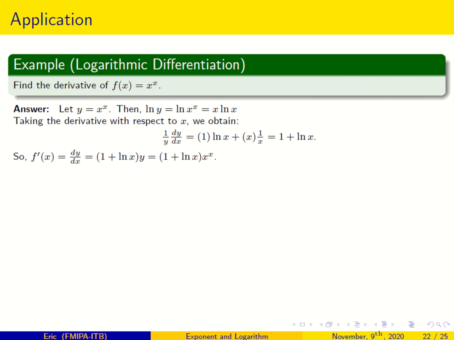So the derivative of ln y is 1 over y times dy/dx. The derivative of the right side is u prime v plus u v prime, so this is just this. So what is dy/dx? This times y, and y is x to the x. So the derivative is given by this.